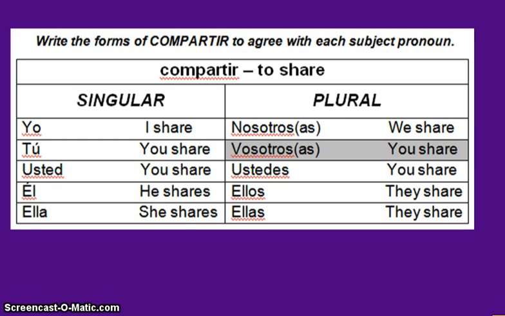Next, on your handout, please conjugate the verb compartir, which means to share, in all of its appropriate forms. Just like our AR verbs again, drop the IR ending and insert the appropriate ending for each of the following forms of the verb compartir.